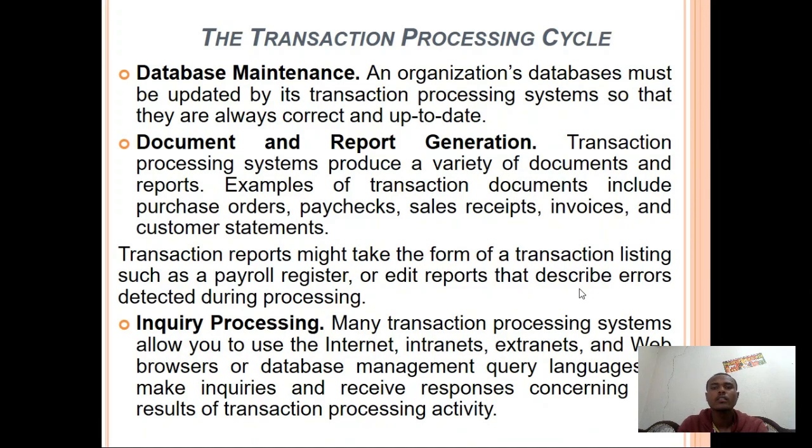Database maintenance. An organization's database must be updated by its transaction processing system so that it is always correct and up to date. Document and report generation. Transaction processing systems produce a variety of documents and reports. Examples of those documents include purchase orders, paychecks, sales receipts, invoices, customer statements, and others.